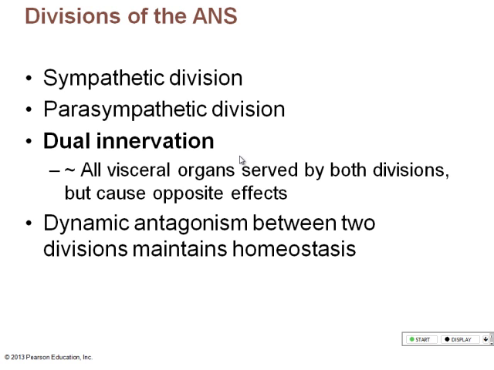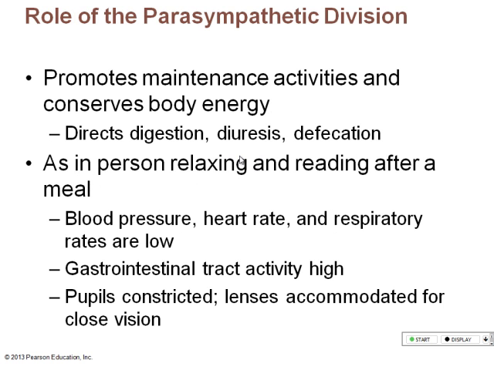Many of the muscles we're going to discuss with respect to innervation of the autonomic nervous system have something called dual innervation. They're going to get messages from both divisions. So all visceral organs are served by both divisions, and we see opposite effects of these divisions. The parasympathetic division promotes and maintains activities and conserves body energy.